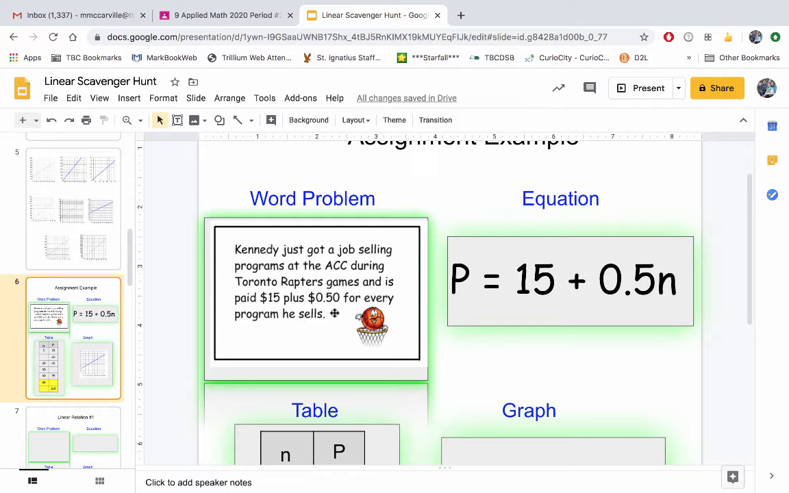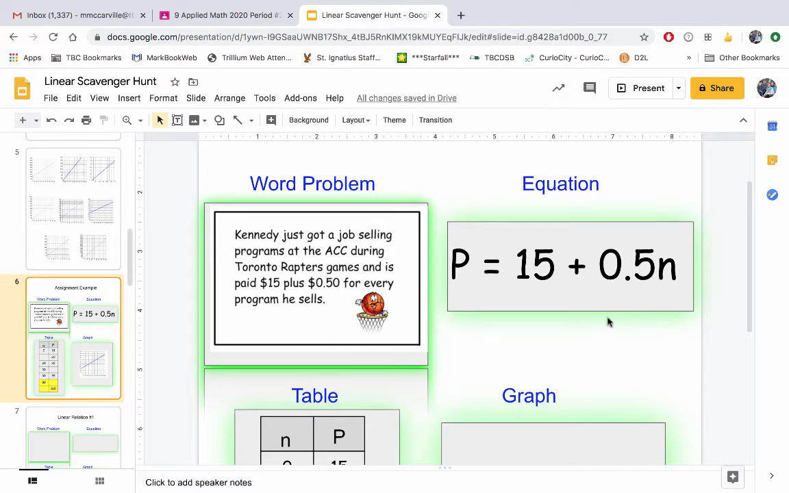So, if you look at the equation here, this equation should make sense. Now, I didn't write down what the variables mean, but the P probably stands for paid, what Kennedy gets paid, and the N is the number of programs that he sells. So there's two different variables here, two different letters, because there's two unknowns, and the unknowns are how much he gets paid, and that depends really on how many programs that he sells.